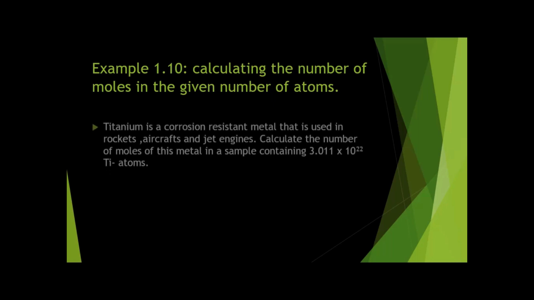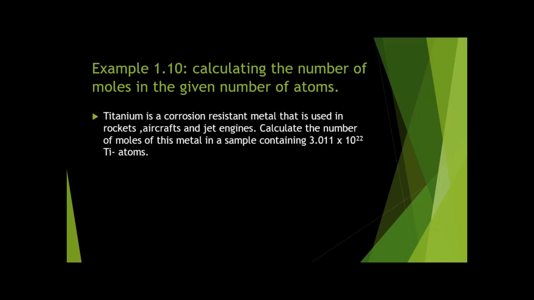So let's start. Titanium is a corrosion resistant metal that is used in rockets, aircrafts and jet engines. Calculate the number of moles of this metal in a sample containing 3.011 exponent 22 titanium atoms. Students, in this case you can see that we have the number of atoms of titanium that are 3.011 exponent 22 titanium atoms. But we have to find the number of moles. You can see that calculate the number of moles. It means that number of moles are unknown and number of atoms are given.